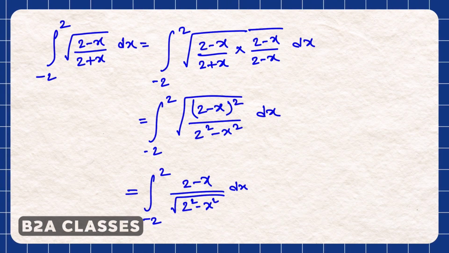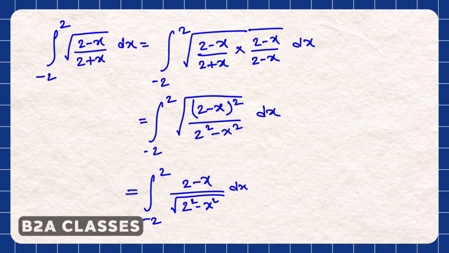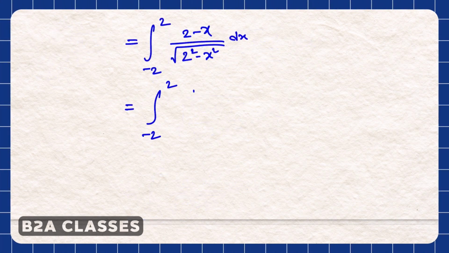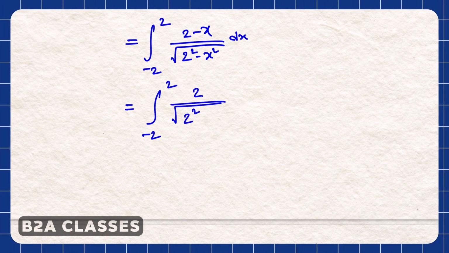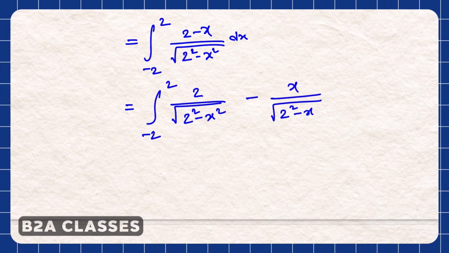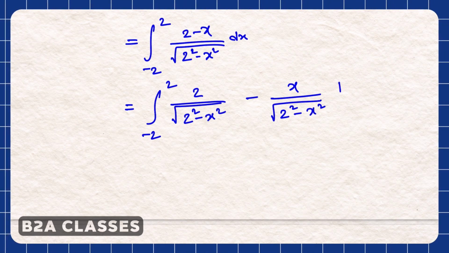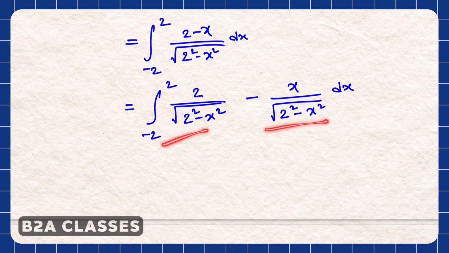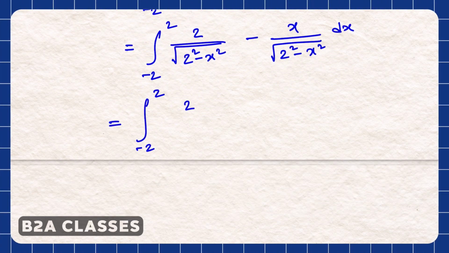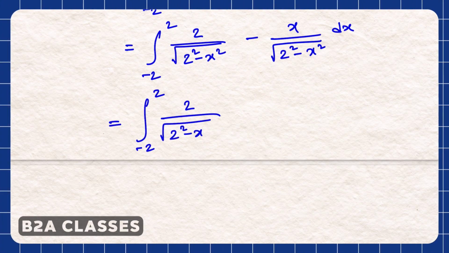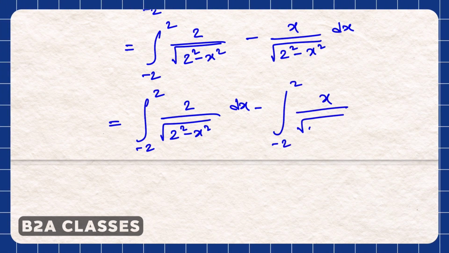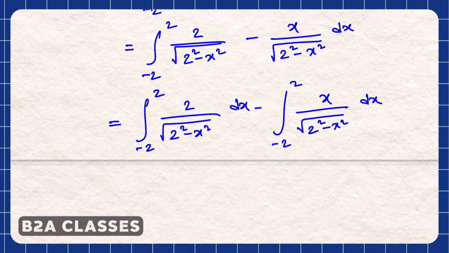Now what we will do is separate this function. We will split this function into two parts. So I can rewrite this as the integral from minus 2 to 2 of 2 by root over (2 square minus x square) minus x by root over (2 square minus x square). We can write it like this. Now we will apply the integral on both these functions separately. So this will be the integration from minus 2 to 2 of 2 by root over (2 square minus x square) dx minus the integral from minus 2 to 2 of x by root over (2 square minus x square).